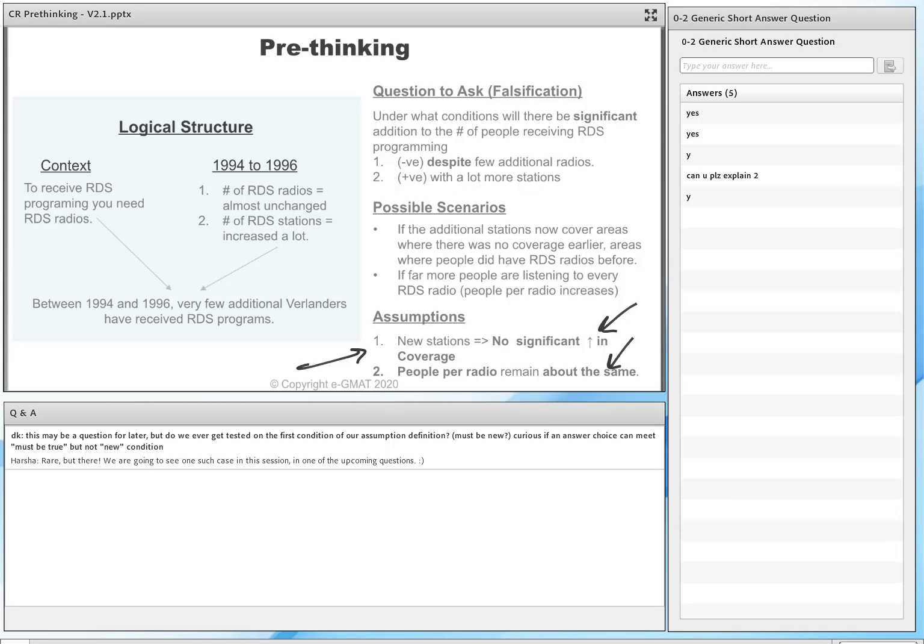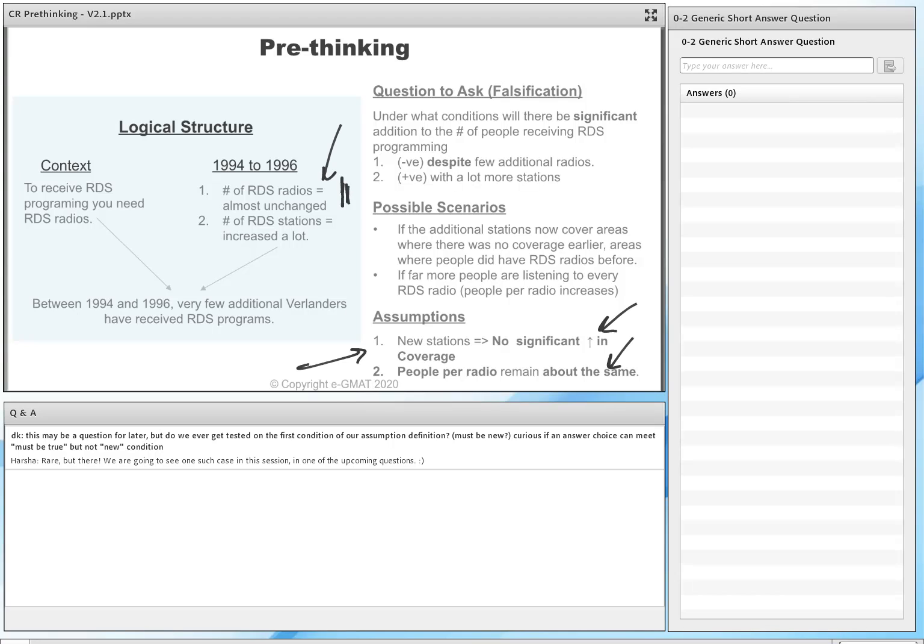Now let's assume the constraint that we have is the number of radios remains unchanged. The person who said explain two, the number of radios remains unchanged. But what if those radios changed hands? What if some people, Starbucks, bought some of those radios and put them in Starbucks stations, or those radios essentially cater to more people now? So in that case, the conclusion is about the number of people receiving RDS programming, that would go up. Does that help understand? Does number 2 make sense?